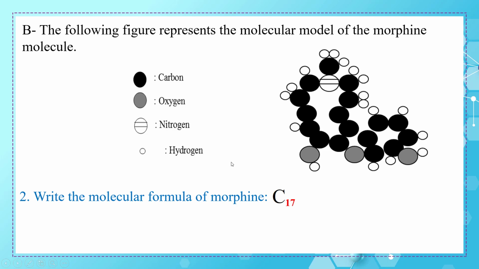What else? The second letter is H, for hydrogen. For hydrogen, I should count the small white balls to get the number of hydrogen atoms. They are 19, so the subscript of H is 19. Same thing for nitrogen. How many nitrogen do I have? Just 1. Do I need to put the subscript? No, without subscript. What about oxygen? We finish with oxygen. How many gray balls do I have? 3. So the subscript of O is 3. So this is the molecular formula of morphine.